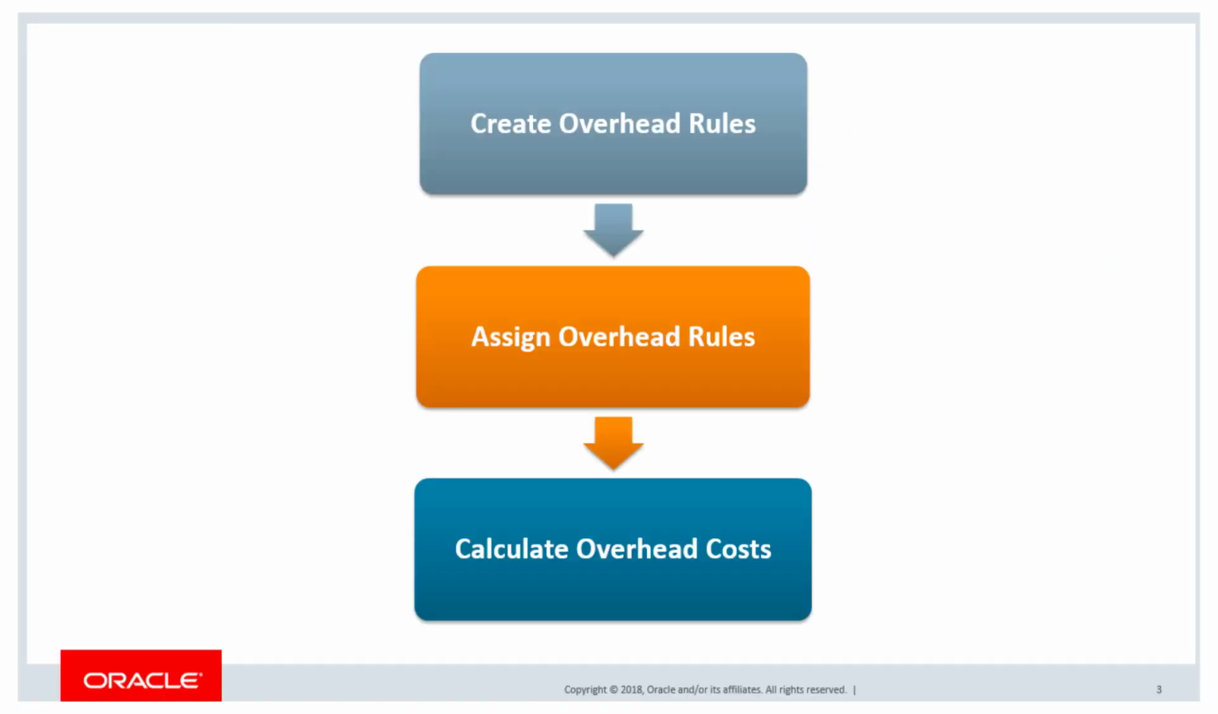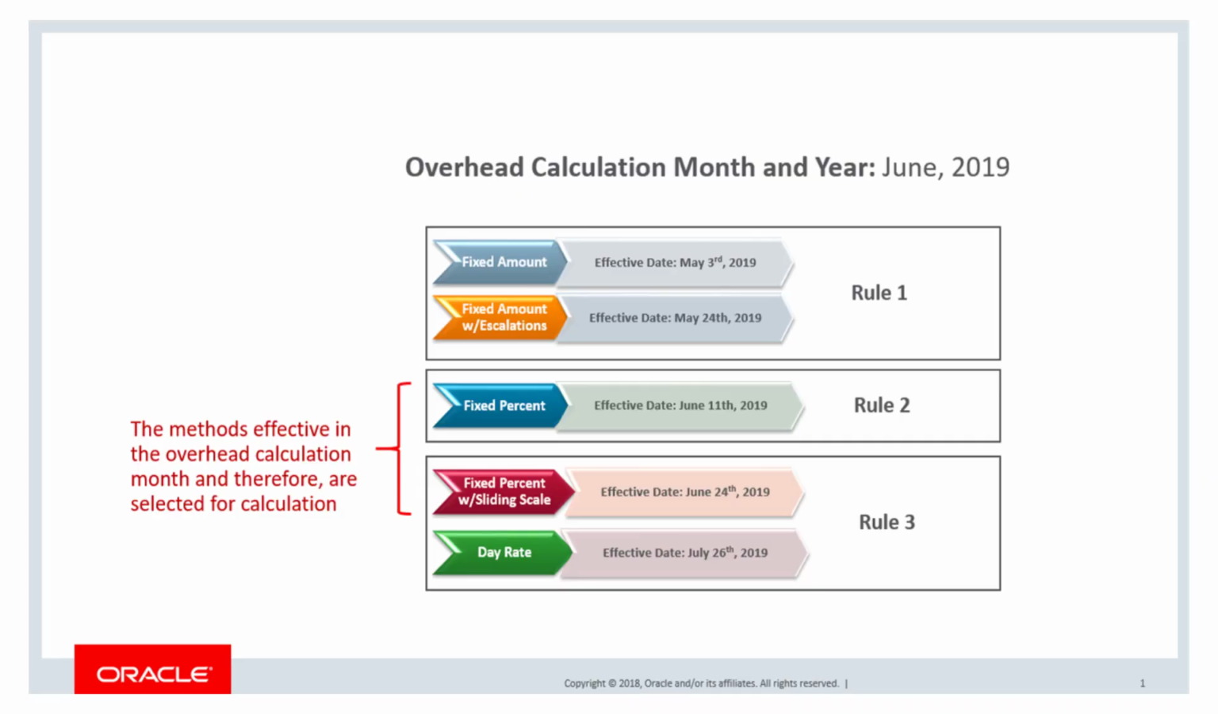On a monthly basis, you will calculate the overhead cost for the business units associated with the joint venture. You can only have one overhead entry for each month for the joint venture, business unit, rule, and method. When you calculate overhead, the system selects the methods from the rules you have assigned. It checks the effective dates of the methods and processes the methods that are effective for the calendar month.